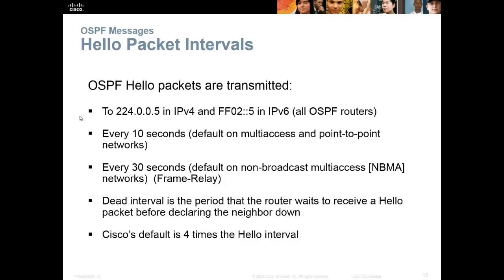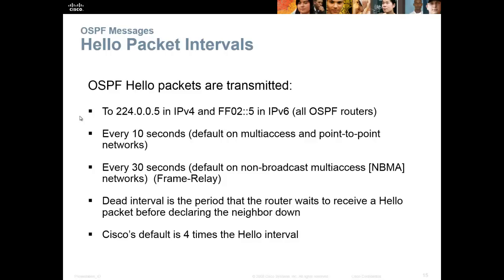Now, if you're on a non-broadcast multi-access network, such as Frame Relay, it knows that and it automatically changes to every 30 seconds. Obviously, these Frame Relay networks are on much smaller bandwidth links, so you don't need it every 10 seconds.